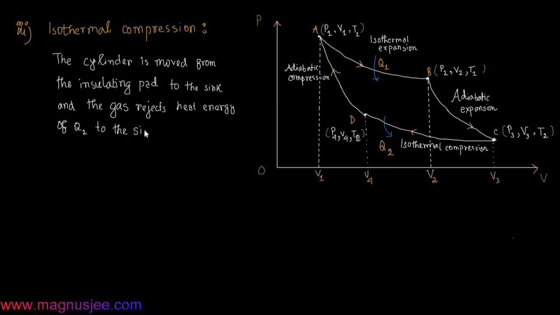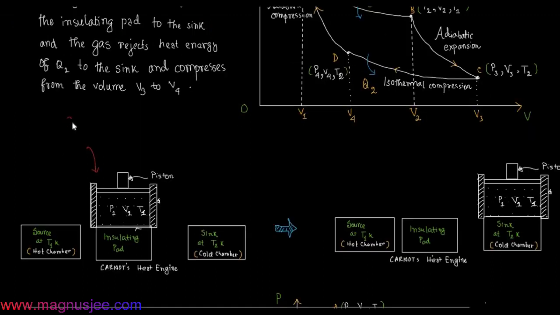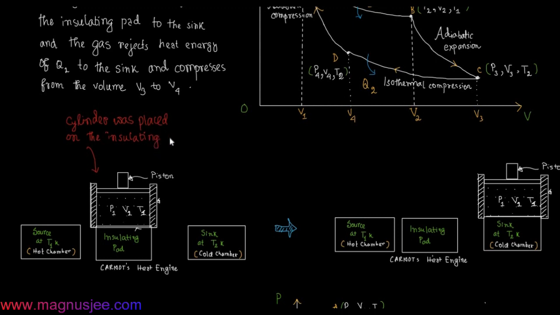The gas rejects heat energy of Q2 to the sink at the same temperature T2 Kelvin, and the gas compresses from the volume V3 to V4 at the same temperature T2 Kelvin. In this case, temperature remains constant. For isothermal compression, initially the cylinder was placed on the insulating pad such that the base of the cylinder was in contact with the insulating pad and no heat energy is exchanged.